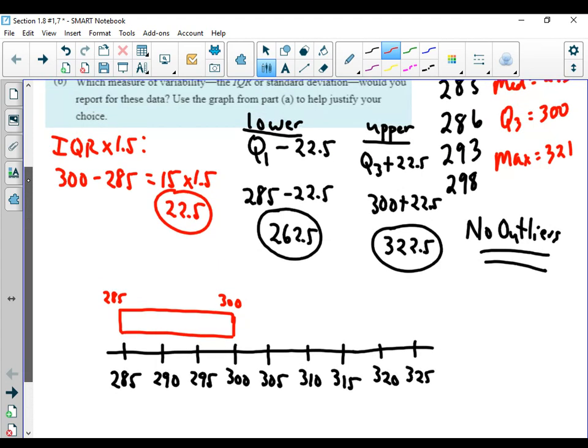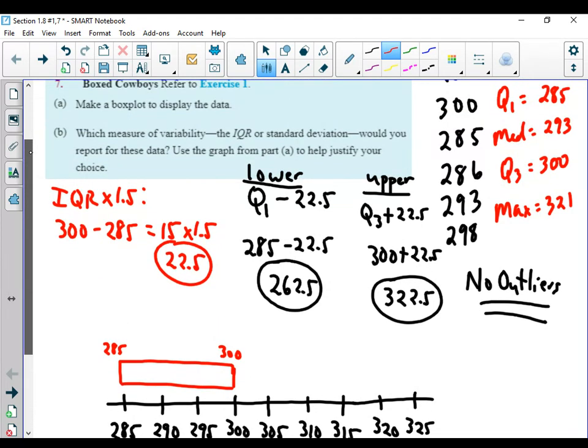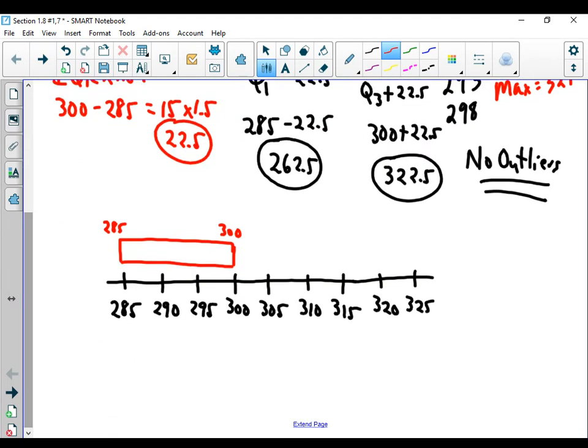I'm going to make a vertical line at the median. So that was at 293. That's 293. Then I'm going to make my whiskers.